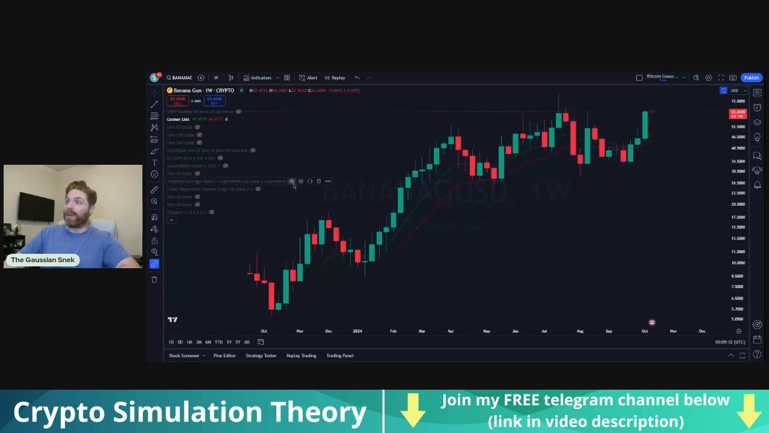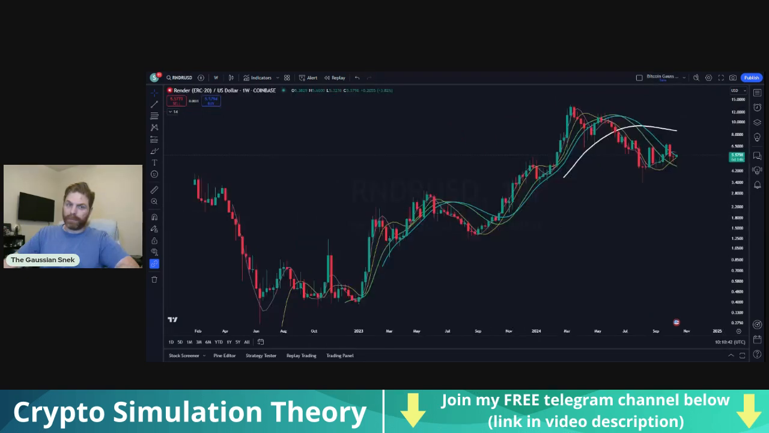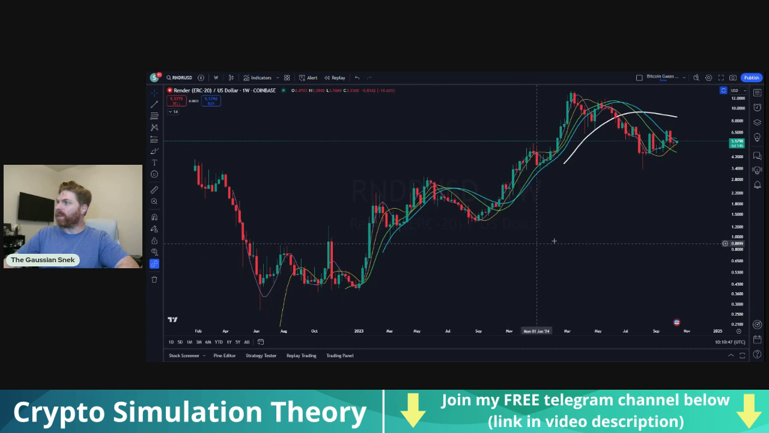So, I don't know anything about Banana Gun personally. I don't know what it is as a project. Again, this is just recommended by somebody in my Telegram group. And yeah, this looks strong. So I would say that if I were considering this for my portfolio, this would be a hard yes, definitely. Next asset is Render, which is an AI play that I am quite familiar with.